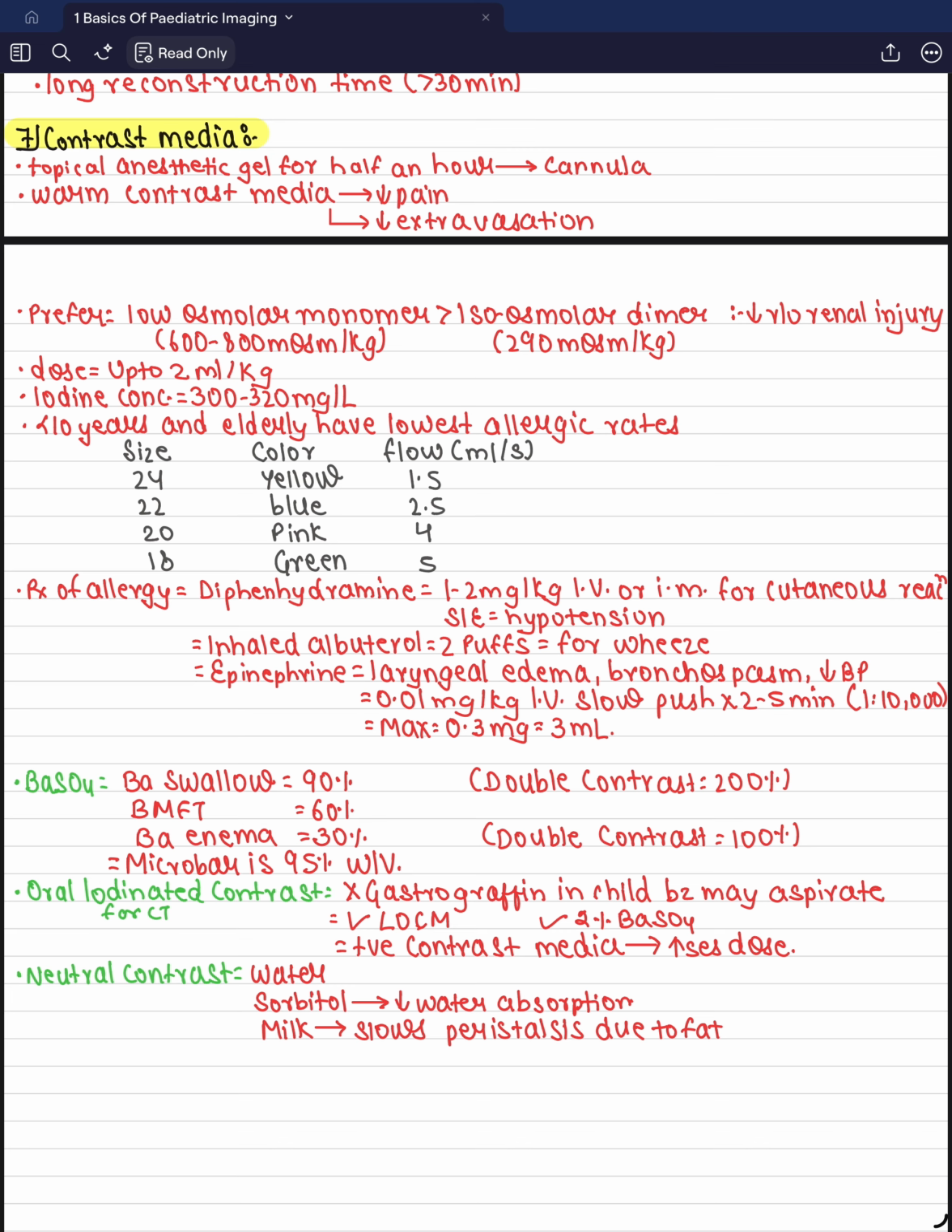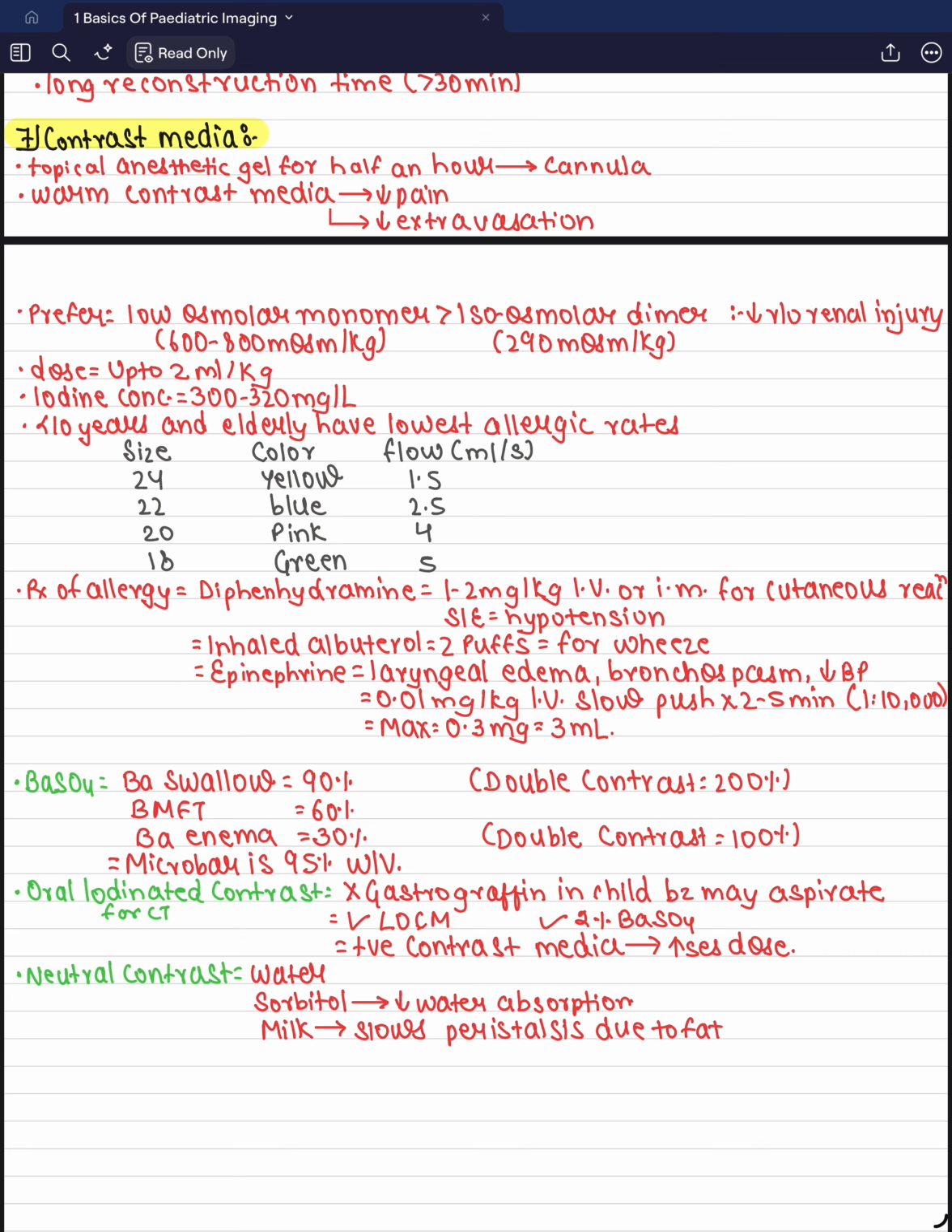Which contrast media should we prefer? Low osmolar or isoosmolar? Low osmolar monomer should be preferred over isoosmolar dimer because it has less risk of renal injury. What is the osmolarity of low osmolar? 600 to 800 milliosmol per kg, while isoosmolar is 290 milliosmol per kg. How much dose do we give in a pediatric patient? Up to 2 ml per kg. What is the iodine concentration? 300 to 320 mg per ml.